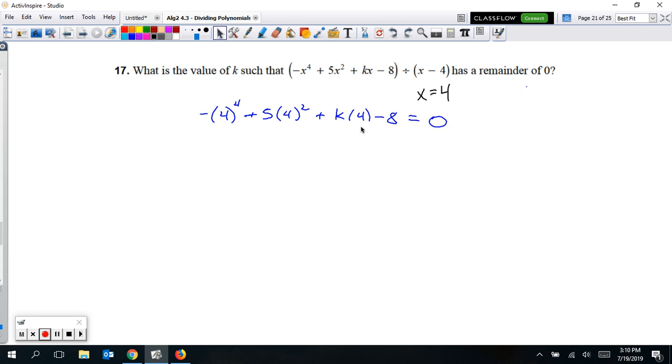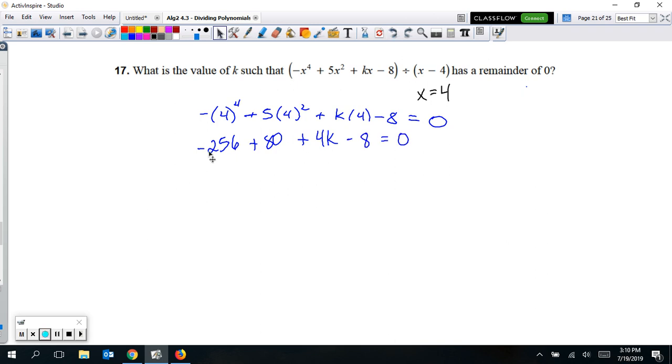We can just solve this like a regular equation for k. So we start off with our first term up here. We're going to do 4 to the fourth, then multiply it by a negative. If I multiply 4 times itself 4 times, 4 times 4 times 4 times 4, that is 256. So that's a negative 256 when I multiply it by a negative. 4 squared is 16. 16 times 5 gives us positive 80 there. k times 4 is just going to give us 4k. And then minus 8 equals the 0.